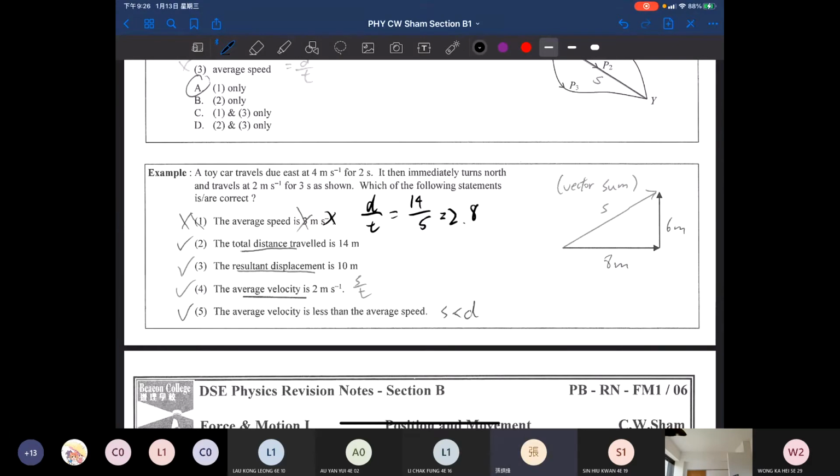So this is 1. Okay, so the total distance traveled is 14 meters. Yes. The resultant displacement is 10 meters. So let's do from the beginning to the end. Okay, so this is the displacement. Then 6, this is 8, this is 10. Okay, good. So the average velocity is the displacement per time. So 10 meters per 5 seconds, so 2 meters per second. Correct. The average velocity is less than the average speed. Correct.